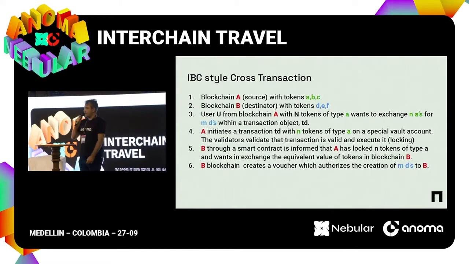I guess the majority here is familiar with the flow of IBC-style cross-chain transactions. So you have blockchain A, blockchain B. You instantiate some transactions on your source blockchain. This is monitored by some validators, and then an equivalent amount of tokens is minted on the target blockchain. And then there is some sort of voucher which authorizes the minting of tokens to the user's wallet on the target blockchain.